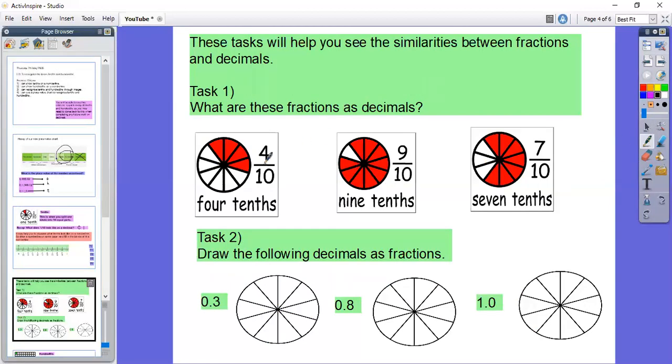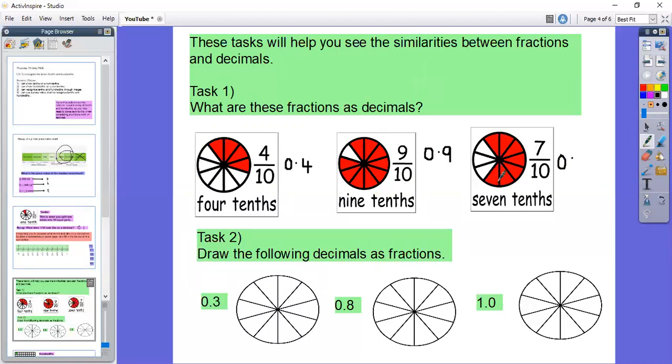So the first one, 4 tenths, I haven't got a whole, so I need to put 0. Straight away I know I haven't got any wholes here, so I put a 0. But I have got 1, 2, 3, 4 parts, so 0.4. Again, there are no wholes, so I put a 0. And then there are 9 parts shaded in, so 0.9. Again, there are no wholes, so it's 0.